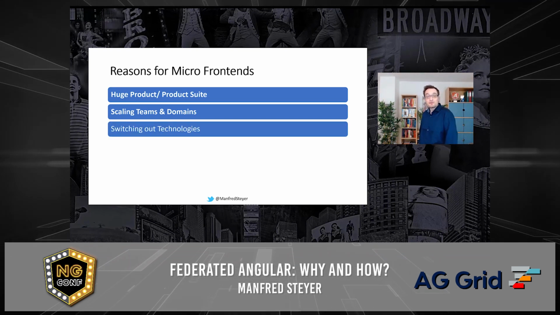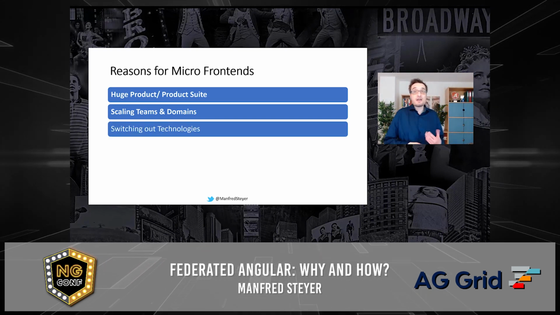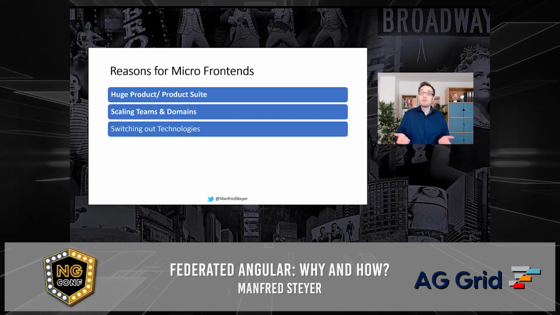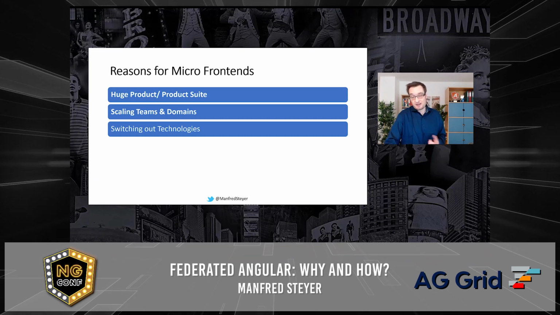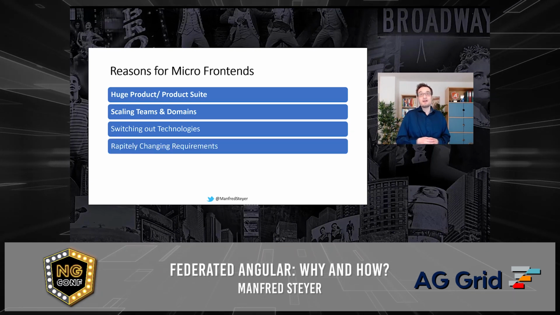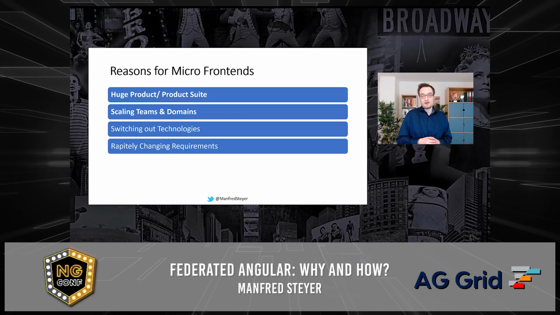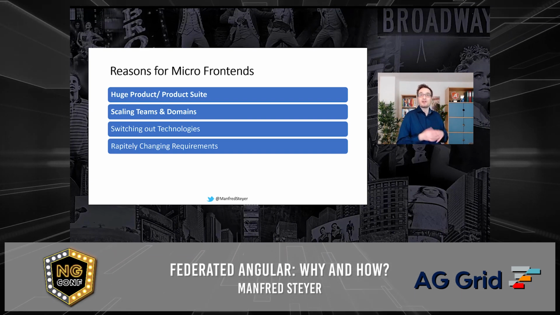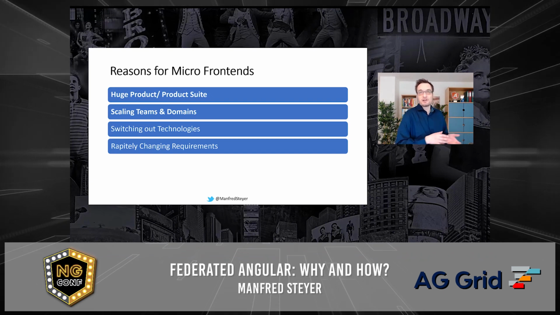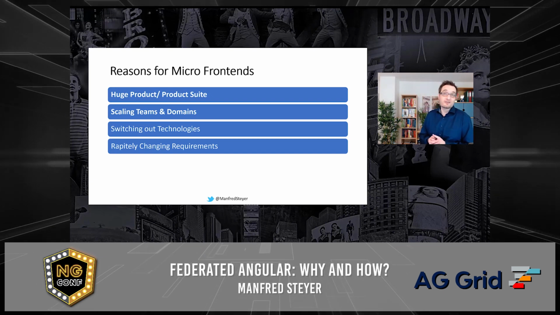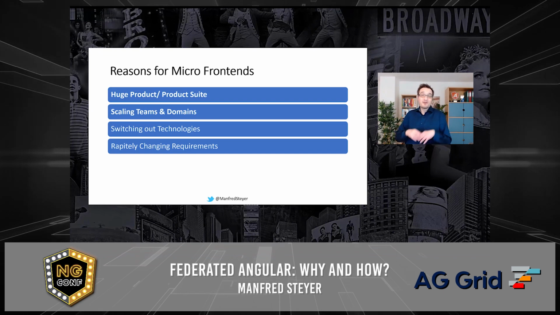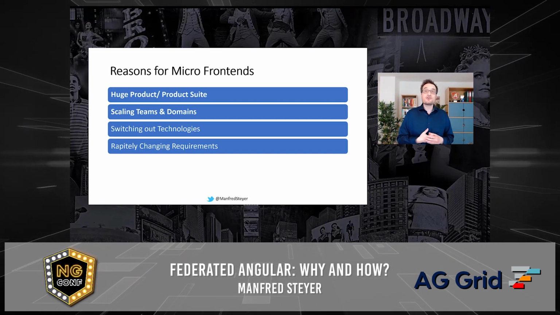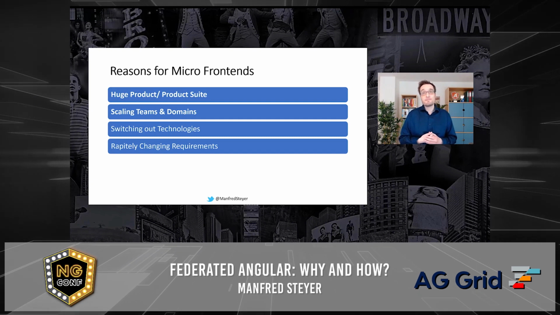Some of them also told me they want to be capable of switching out technologies if some technology becomes a legacy technology. And some other people told me they have a lot of changes regarding their requirements because of the law, in the case of hospitals and payroll accounting, for instance. And so they need to have tiny flexible teams that can work on those changing requirements very quickly.